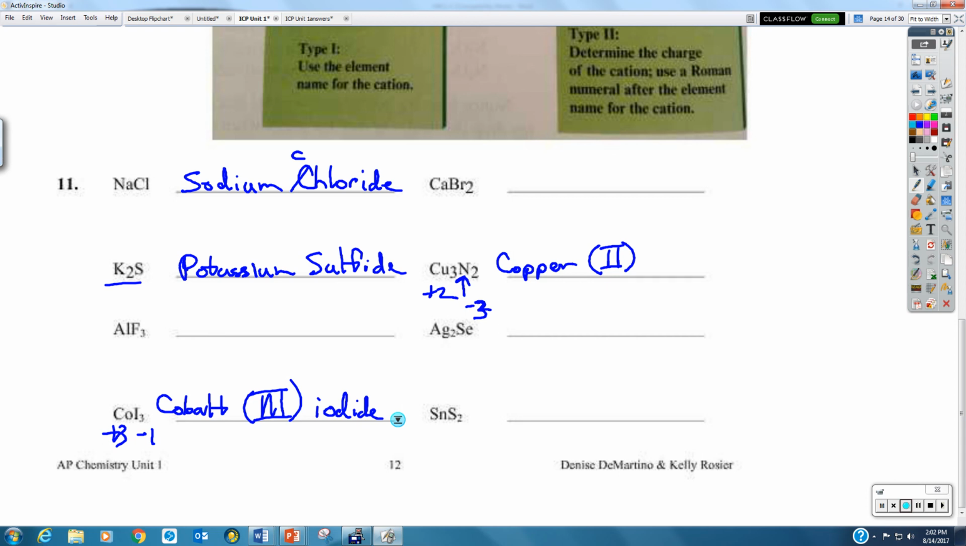Yeah, you only have to use the Roman numerals when you're writing it out. But you can't always rely on that for multivalent, because remember we reduce. So if we reduce, sometimes it doesn't come out that way.